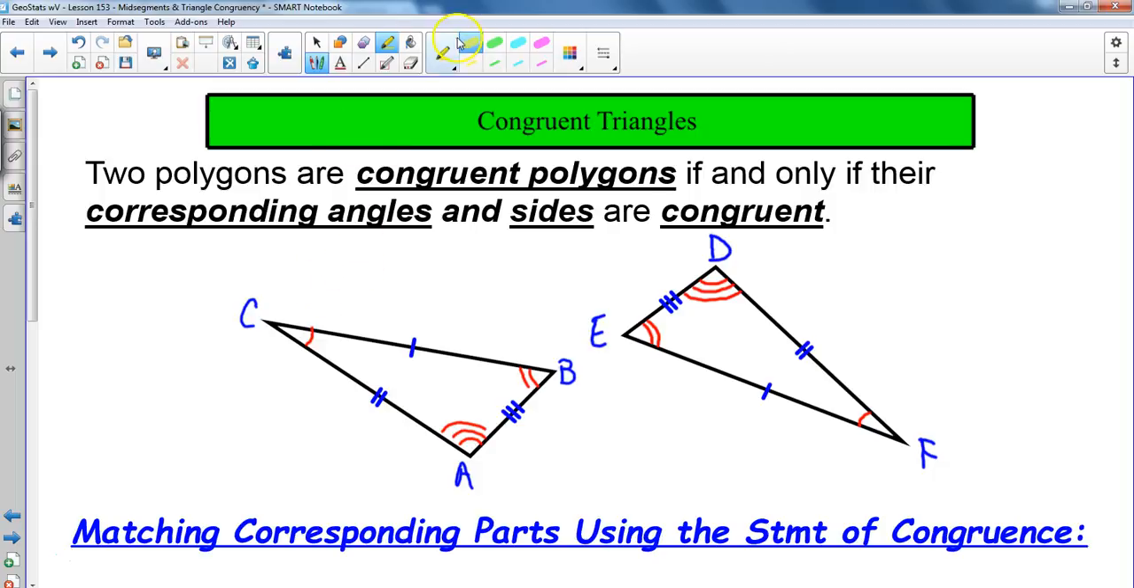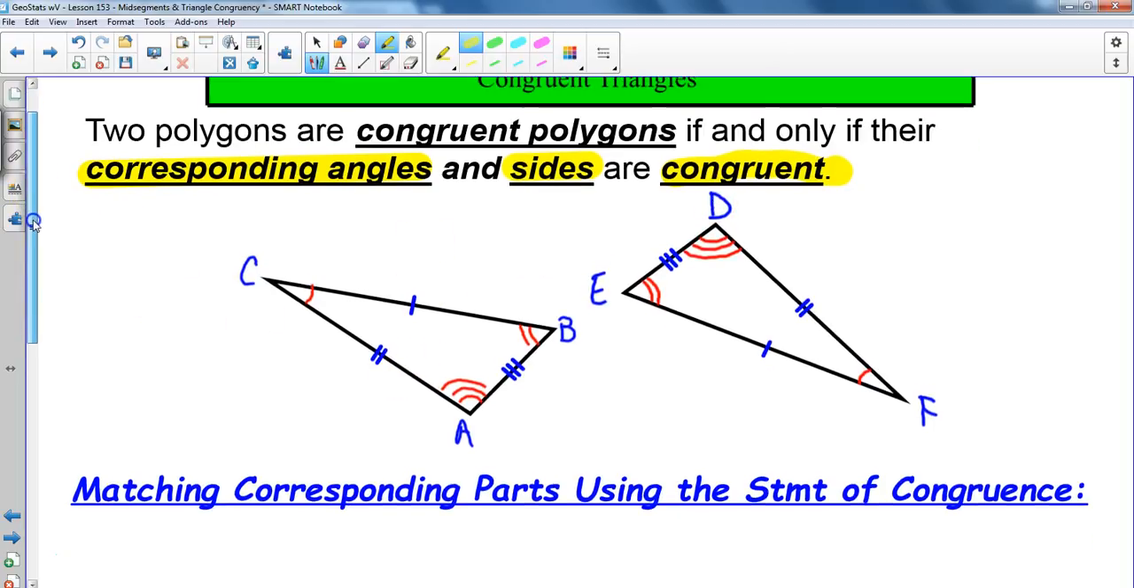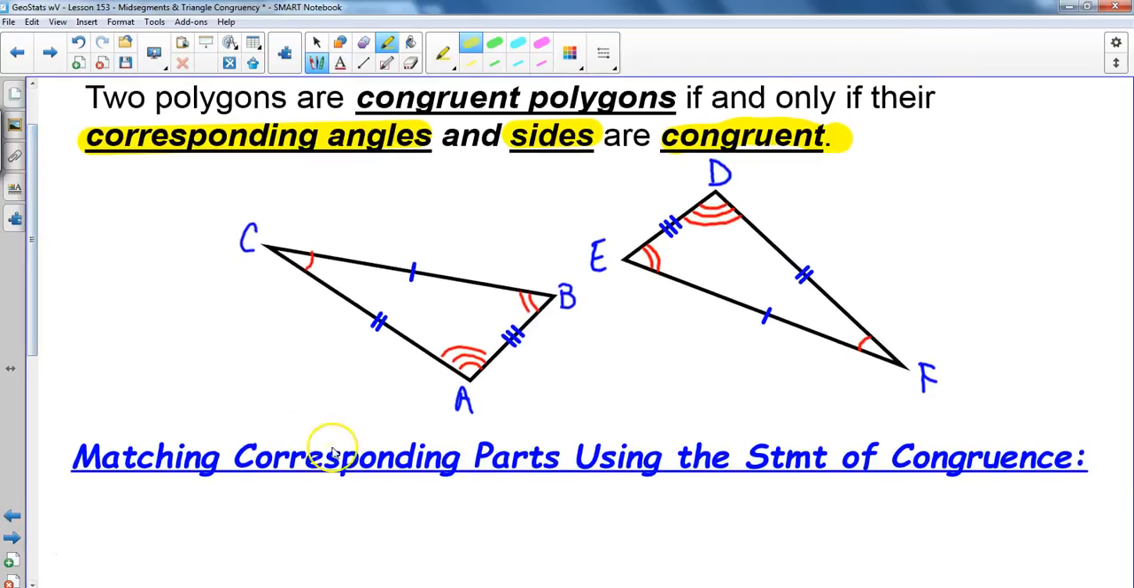So the first thing to notice is, specifically, congruent means that corresponding angles and sides are exactly the same. They are congruent, so all of the angles and all of the sides are exactly the same. What we want to make sure that we understand is how to match up congruent angles and congruent sides.